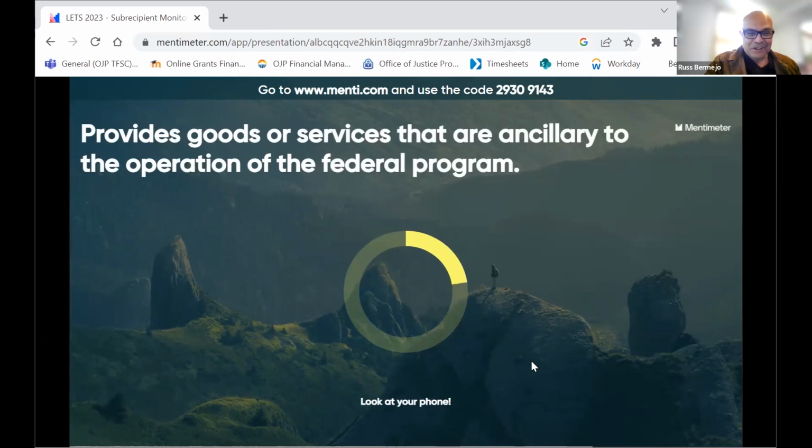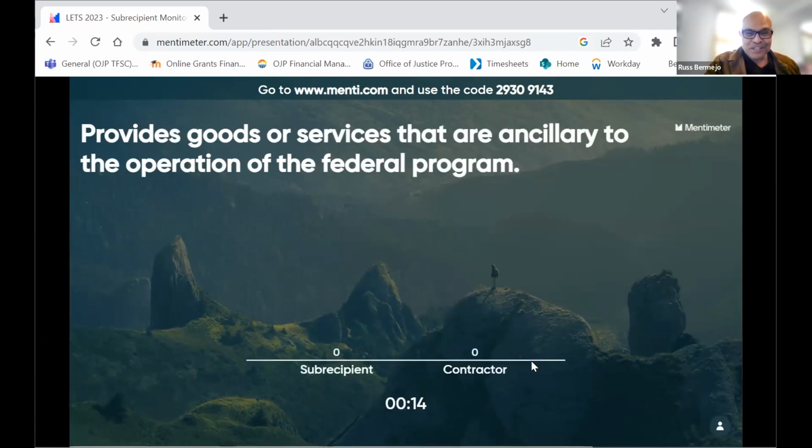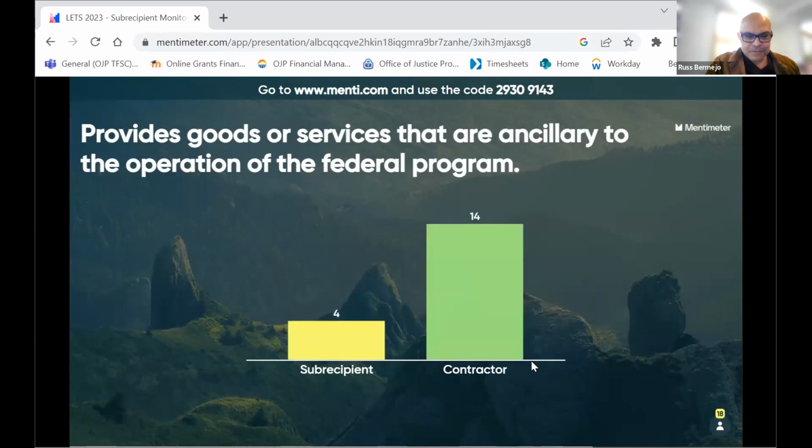Here we go. We have a few more here. Provides goods or services that are ancillary to the operation of the federal program. Is that a subrecipient or contractor? The answer is, okay, a few more got this wrong, but still, good job, everyone.